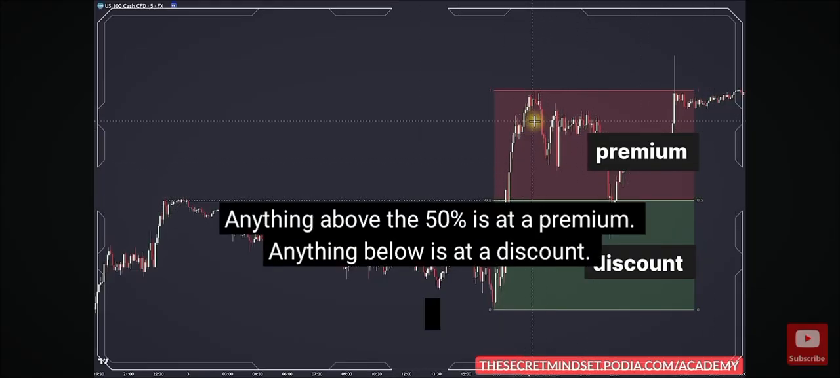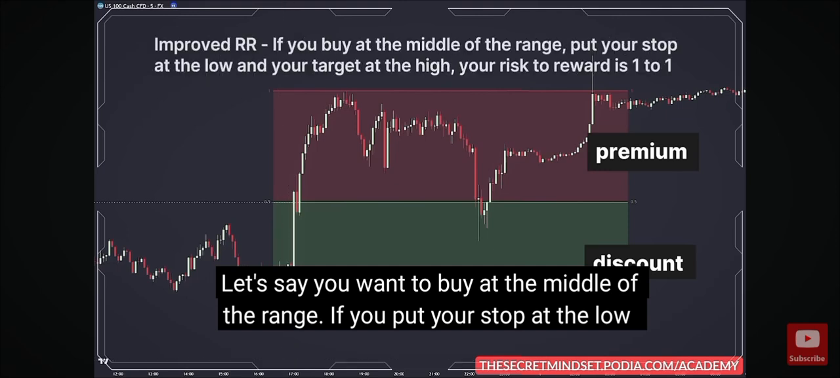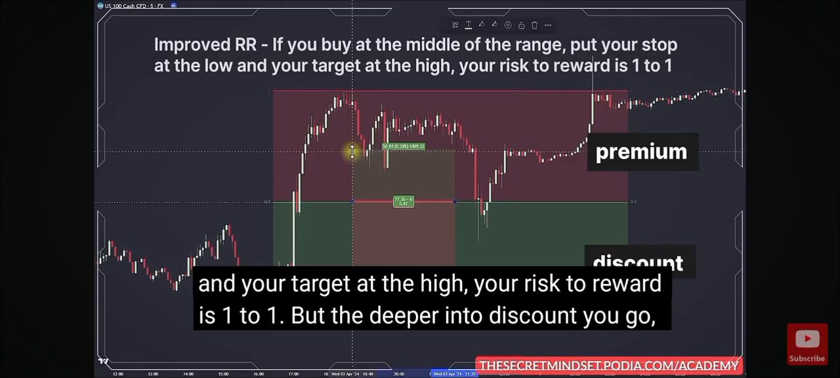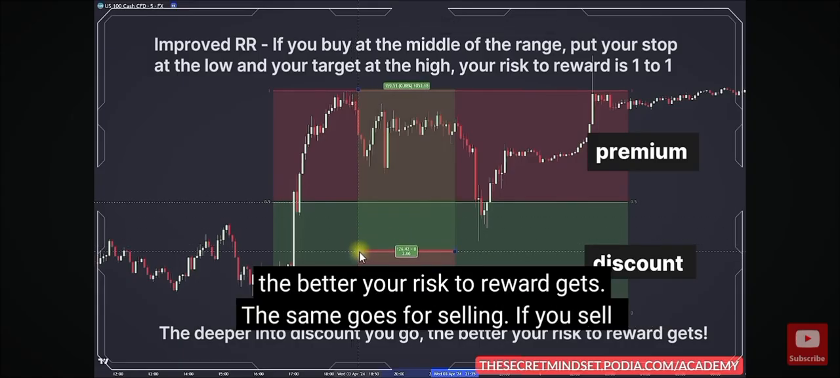Anything above the 50% is at a premium. Anything below is at a discount. Let's say you want to buy at the middle of the range. If you put your stop at the low and your target at the high, your risk to reward is 1-to-1. But the deeper into discount you go, the better your risk to reward gets.